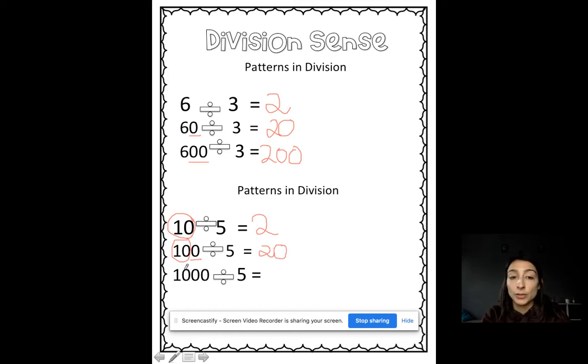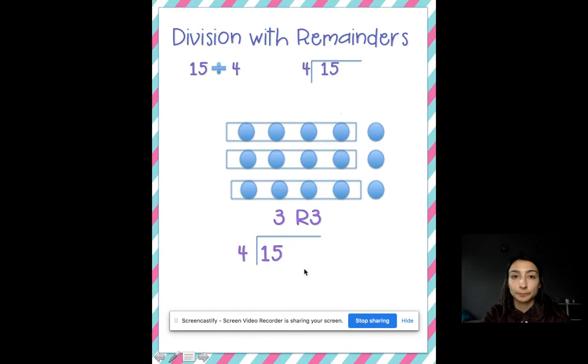Okay, and then when you do this one, find your 10 first. 10 divided by 5 equals 2. And then how many zeros are left over? Oh, 2 zeros are left over, so there's 2 zeros in your problem.